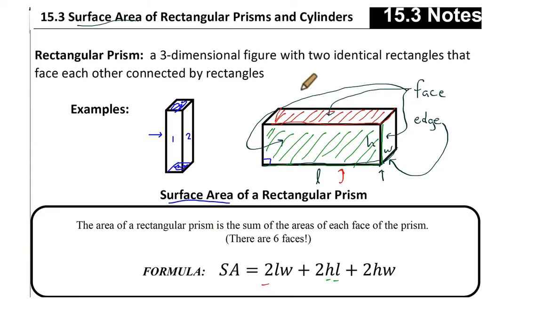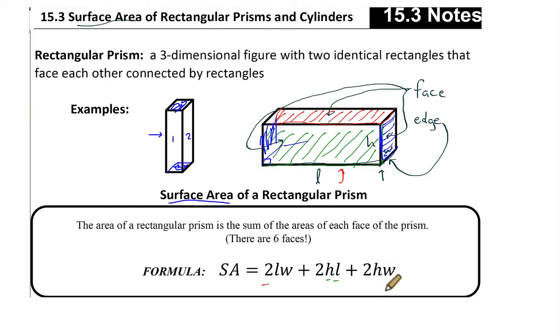And then we have one more, which is the height times the width. And when we look at it, the height is right here. The width goes back. So that will calculate the area of this face here. But like the other rectangles, the opposite face would have the same dimensions and therefore have the same area. So we need 2 height times width.